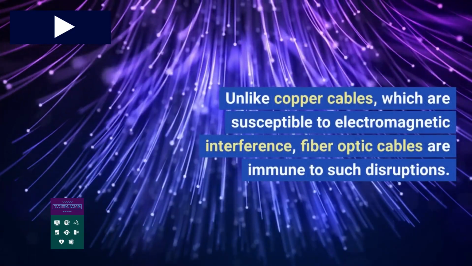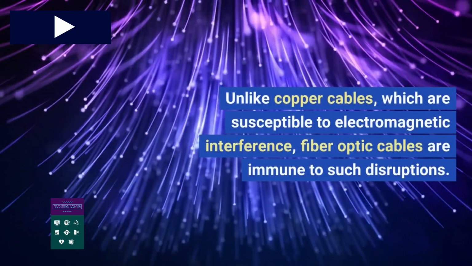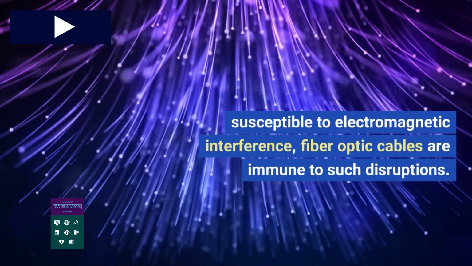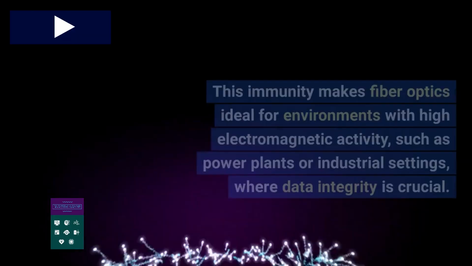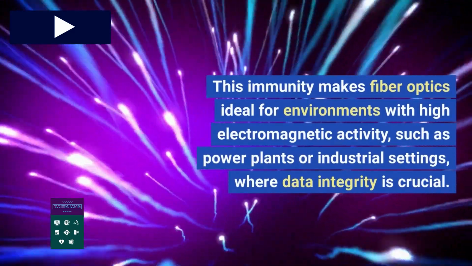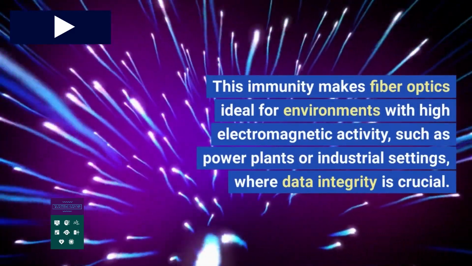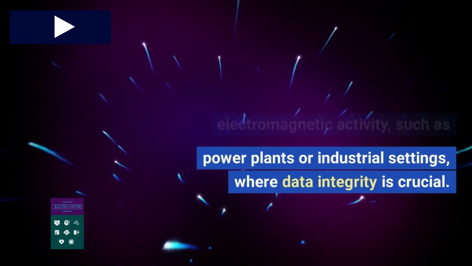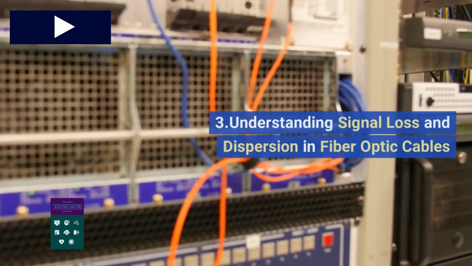Immunity to electromagnetic interference. Unlike copper cables, which are susceptible to electromagnetic interference, fiber optic cables are immune to such disruptions. This immunity makes fiber optics ideal for environments with high electromagnetic activity, such as power plants or industrial settings, where data integrity is crucial.